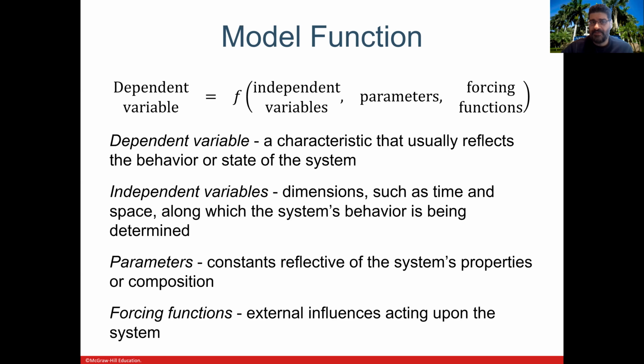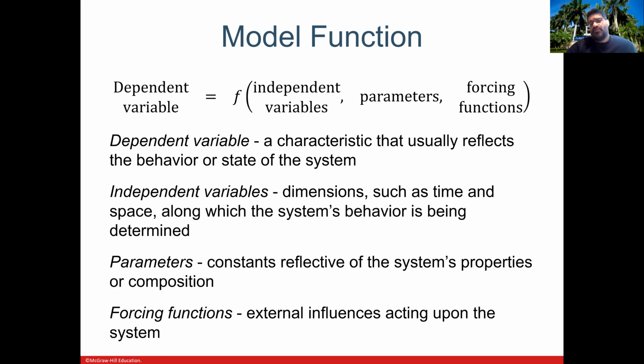So what is the dependent variable? A dependent variable is a characteristic that usually reflects the behavior or the state of the system. That variable is going to be dependent on other variables, and independent variables are dimensions such as time and space, along with system behaviors. And it also depends on the equation itself. So the independent variable will affect the behavior of that dependent variable. And you can have multiple independent variables for one dependent variable.